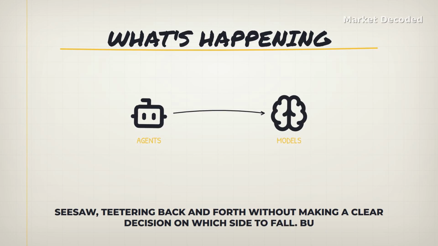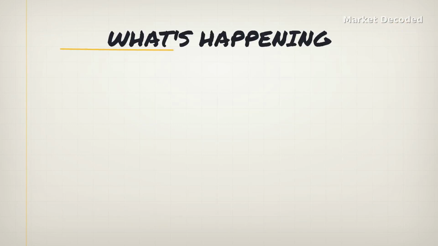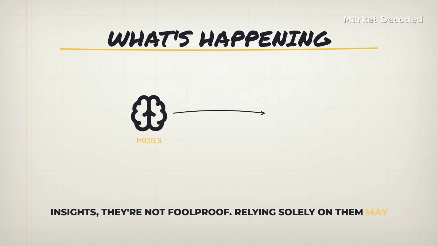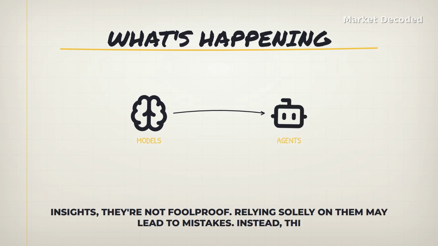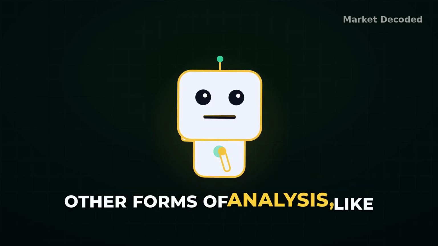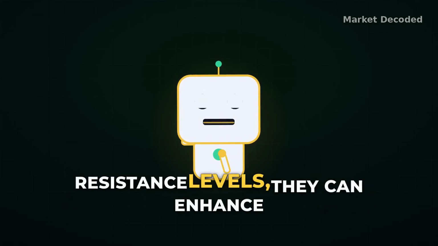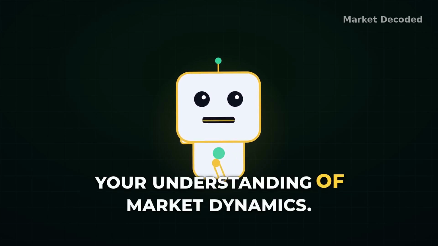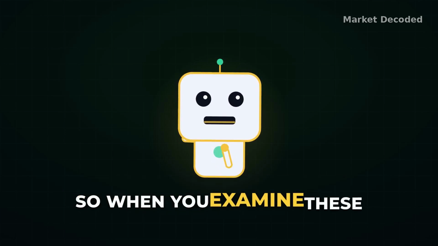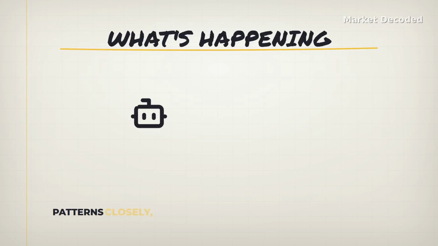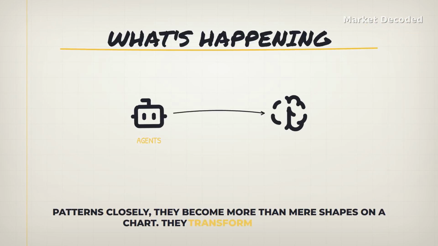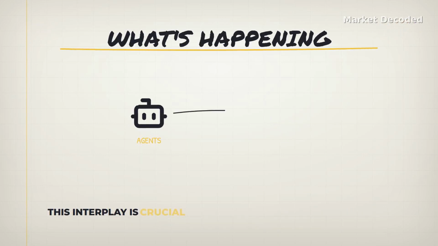But here's the key part. While these patterns are intriguing and can provide valuable insights, they're not foolproof. Relying solely on them may lead to mistakes. Instead, think of candlestick patterns as part of a bigger puzzle. When combined with other forms of analysis, like trend lines or support and resistance levels, they can enhance your understanding of market dynamics. So, when you examine these patterns closely, they become more than mere shapes on a chart. They transform into indicators of market sentiment and potential future movements. Understanding this interplay is crucial for making sense of the markets.